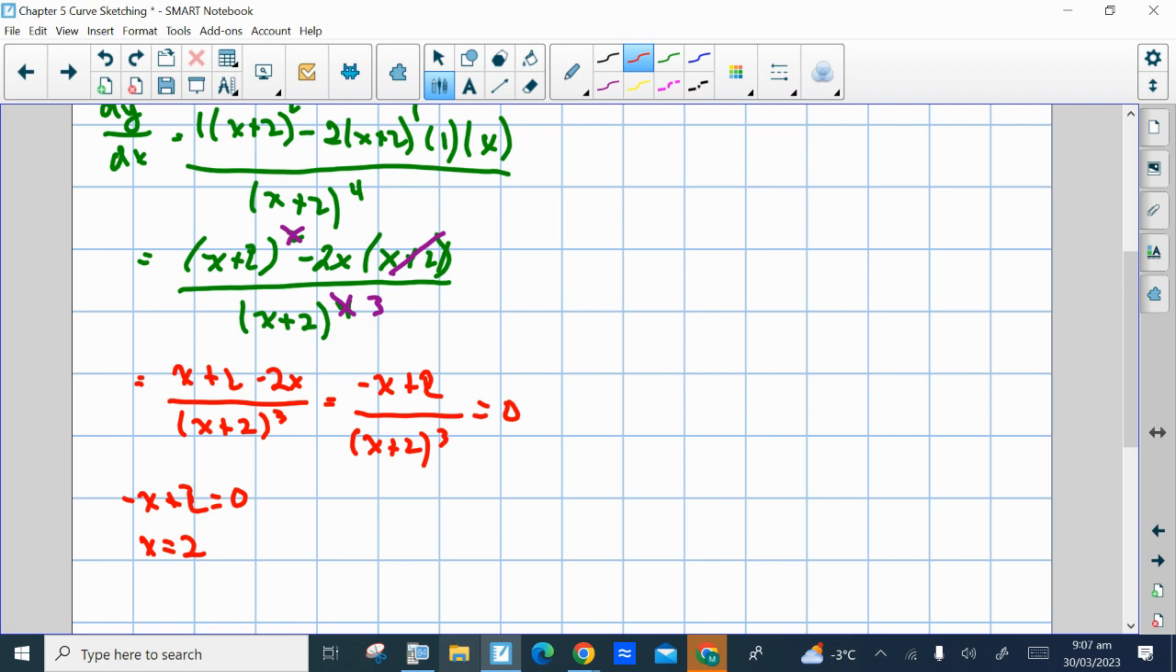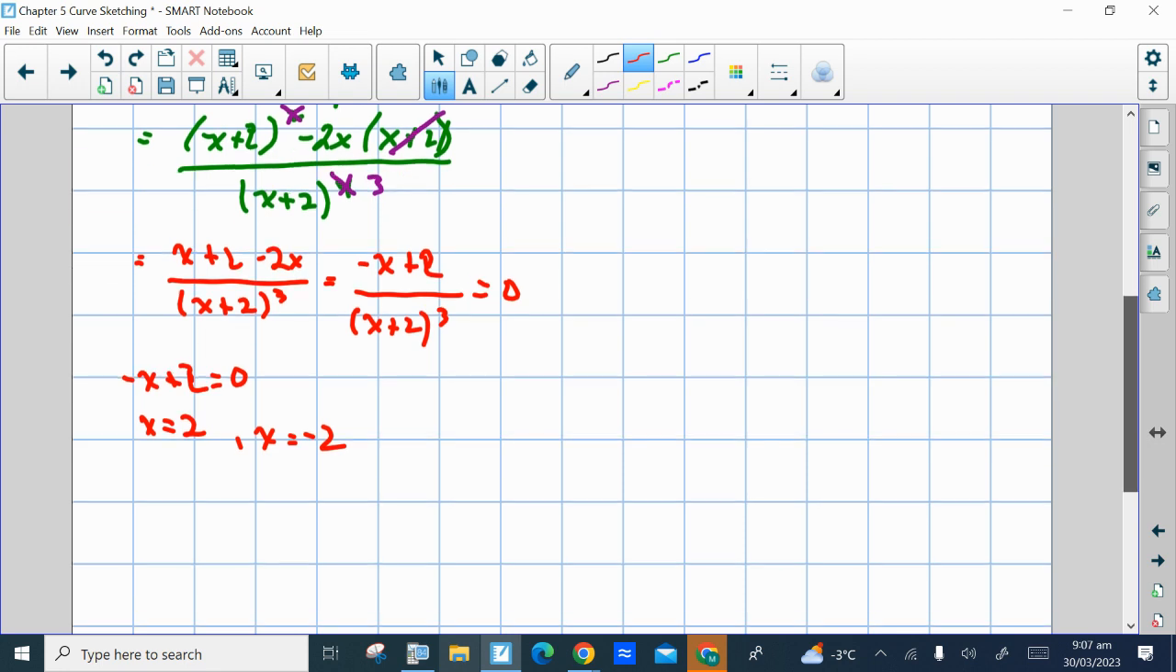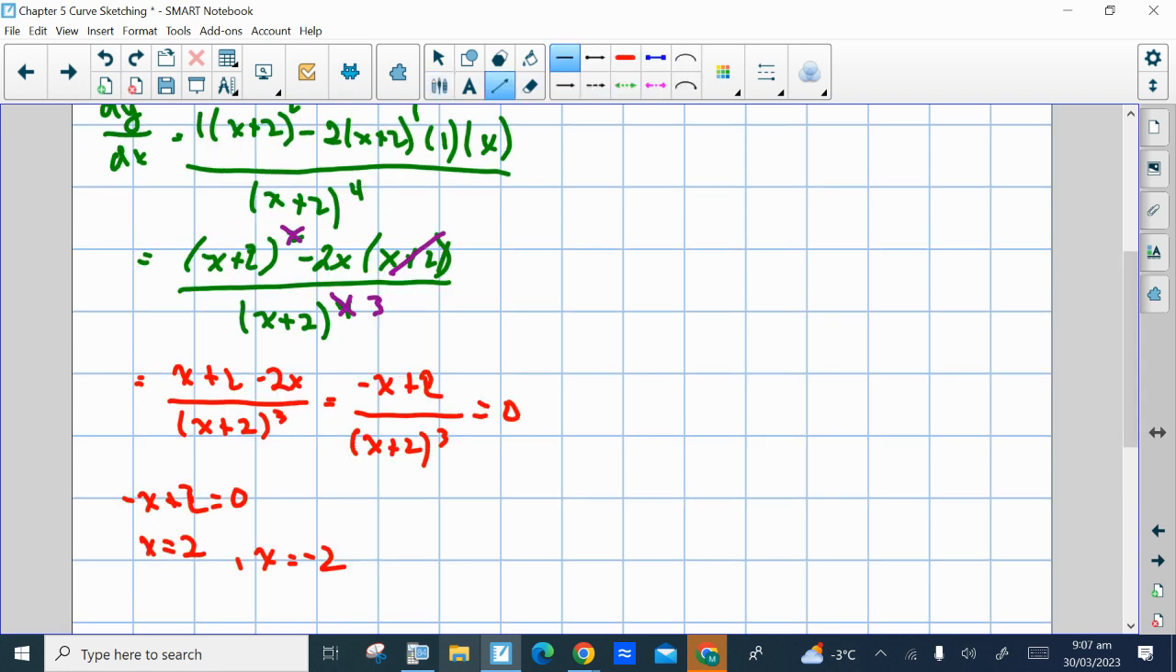Also, where it's not defined will be where x equals negative 2. Something's going to happen there. But we already know what that something is. That something is the vertical asymptote. We already know that. At x equals negative 2, there's a vertical asymptote. But now we have to see what's happening at x equals positive 2.